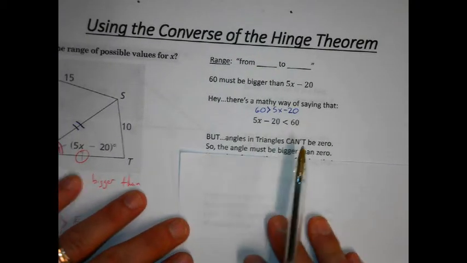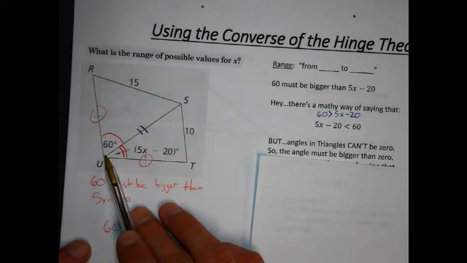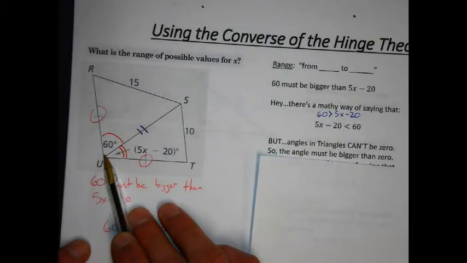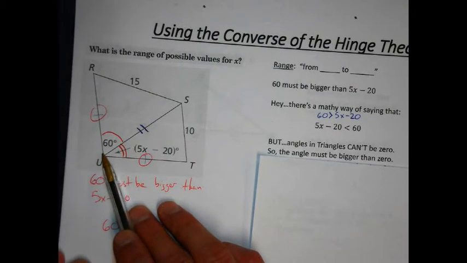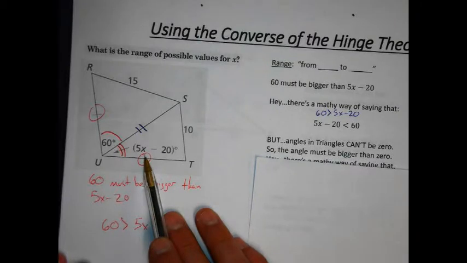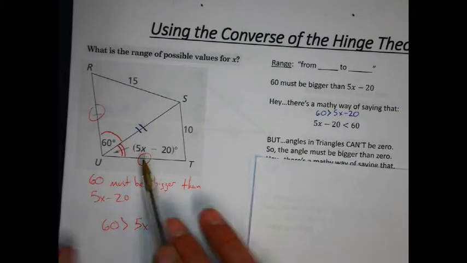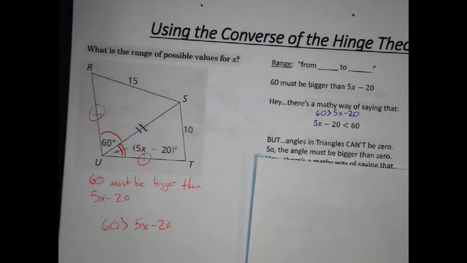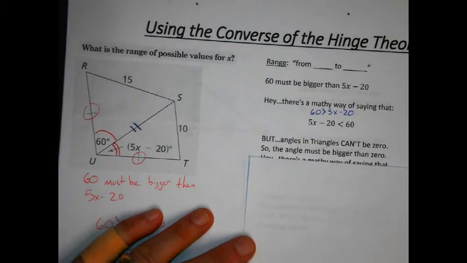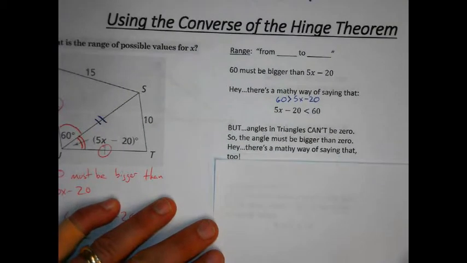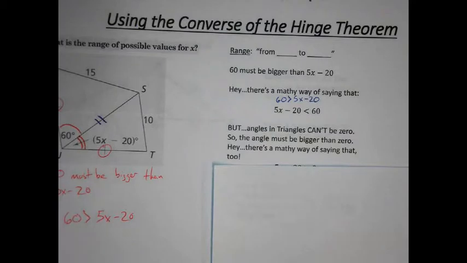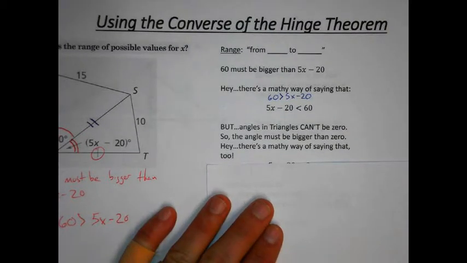Now we know 60 is already greater than 0, right? Because 60 is 60. It's already bigger than 0. We don't need to worry about that. This is the thing we've got to worry about: 5x minus 20 must be bigger than 0. It has to be, okay? So we need to think of a mathy way of saying that. How can we say that 5x minus 20 is bigger than 0?